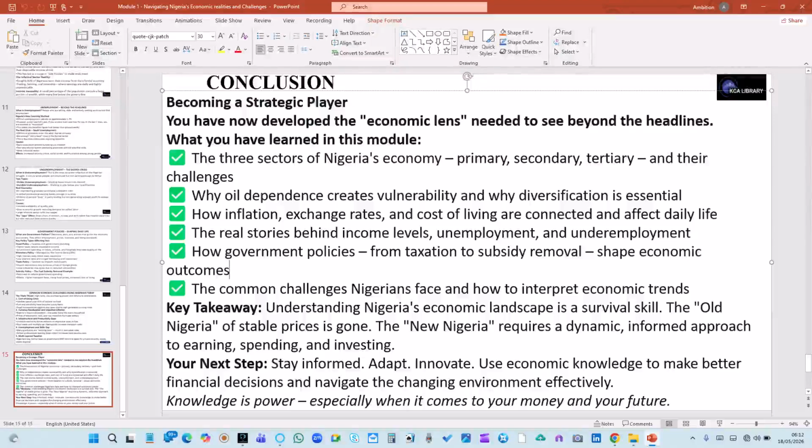The new Nigeria requires a dynamic and informed approach to earn, spend, and invest. Your next step is to stay informed, adapt, innovate, and use economic knowledge to make better financial decisions and navigate the changing environment effectively. Remember, knowledge is power, especially when it comes to your money and your future.